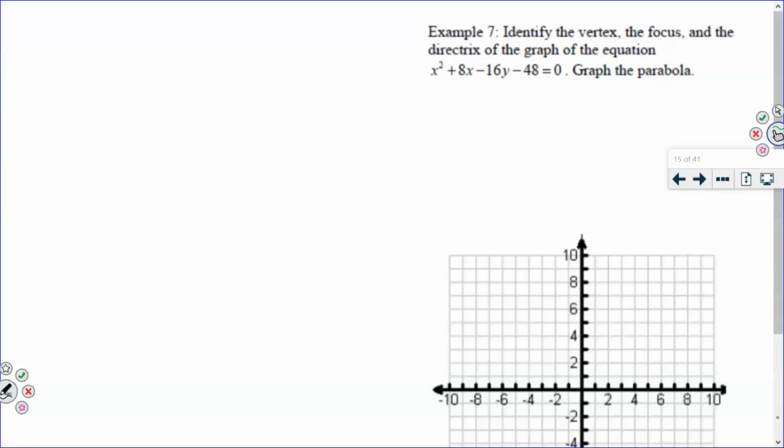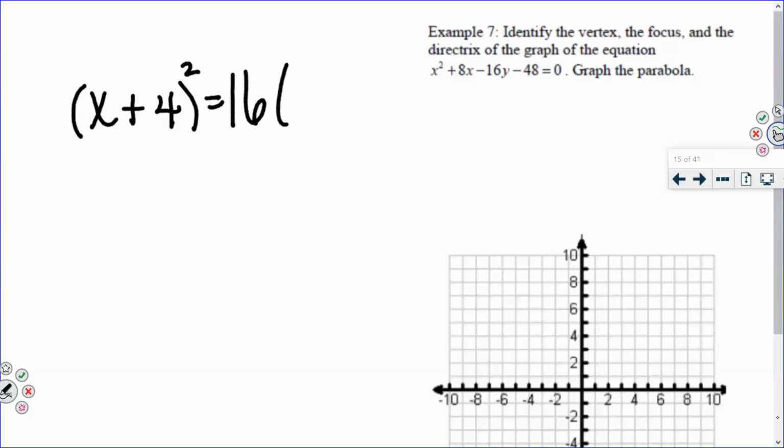So x plus 4 squared equals, what's your focal width? And what is your k value? When it's not in parentheses, what is your k value? Negative what? Yeah, that's what I got. Okay. So this is going to be x plus 4 squared equals 16. And then this is going to be y plus 4. Check my work. Did you get that?